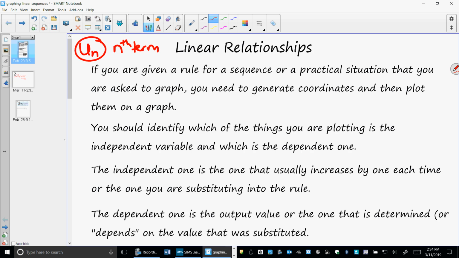Now, what we're going to do today is look at something a little bit different, but it's in the same family. If we're given a rule for a sequence or a practical situation that you are asked to graph, you need to generate coordinates and then plot them on a graph. Now, what on earth is this woman talking about? Well, let's go back to that other one, 4n plus 3. That's my rule. And if I ask you to graph that, you might think, how on earth am I going to do that? Well, all you would need to do is generate points.